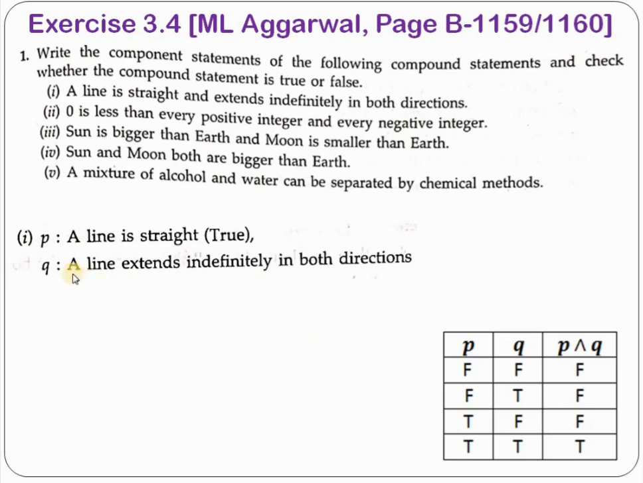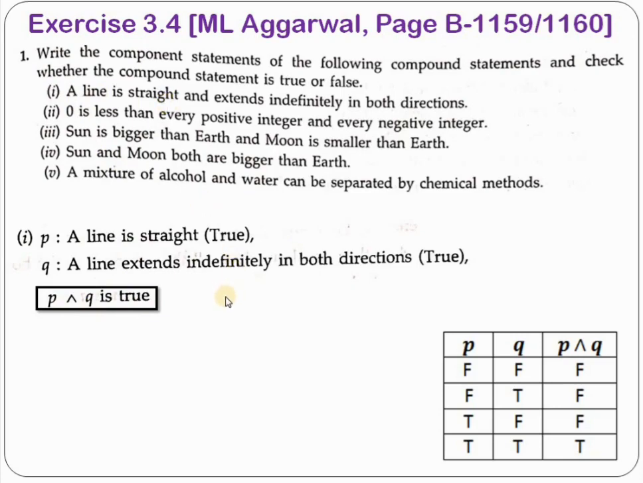Okay, so next is Q. A line extends indefinitely in both the directions. So this is also true, we know that, right? So P is true, Q is also true. So if both P and Q are true, then what happens to the compound statement? It becomes true. So that's why question number one is true. Okay, so P and Q is true, that is, this compound statement is also true.